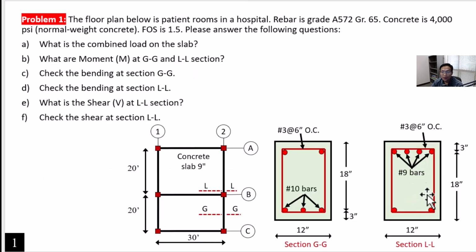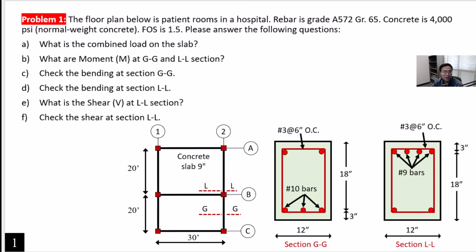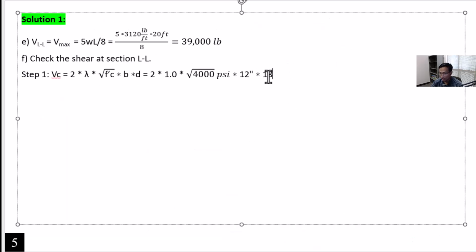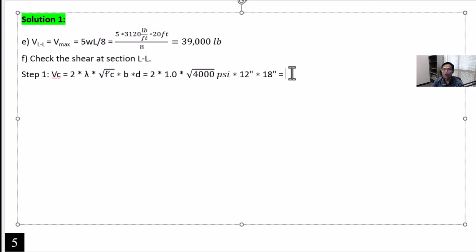And you have here d is 18 inches for both section GG and section LL. We need to check for section LL, so let's use d at 18 inches. And I forgot to add one thing over here. The final unit of the shear force will equal to pound. You can make a note by yourself that this one will equal to pound.